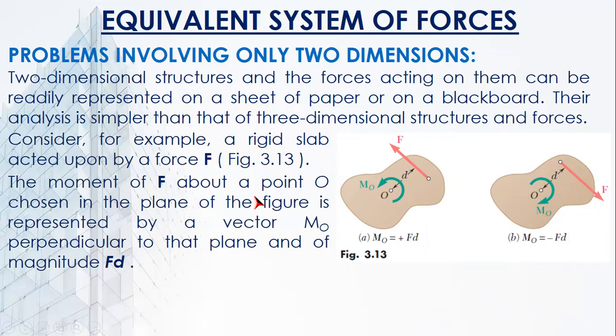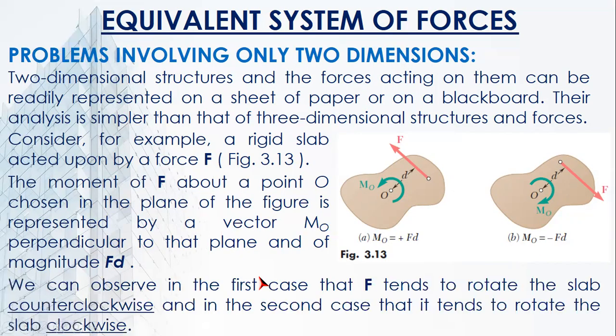So the moment of F about a point O chosen in the plane of the figure is represented by a vector M sub O perpendicular to that plane and of magnitude F times D. Okay. We can observe in the first case that F tends to rotate the slab counterclockwise, and in the second case that it tends to rotate the slab clockwise. Okay.